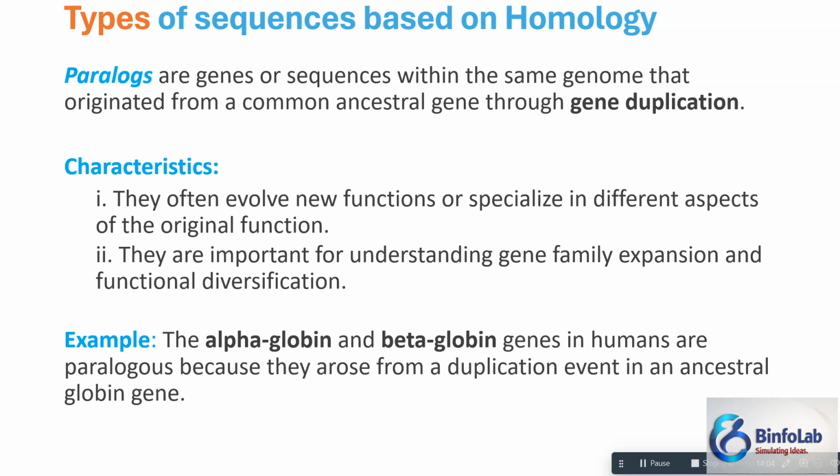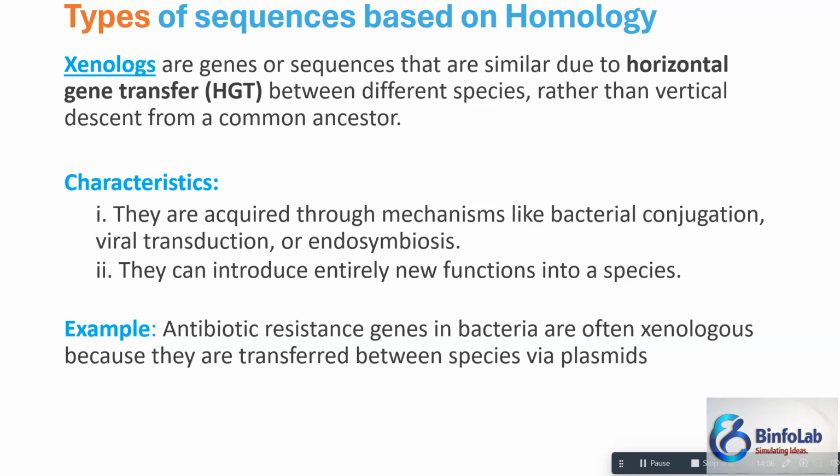Okay, so what is the third part? The third part is xenologs, and xenologs are those sequences that are similar, but they are transferred from one species to another by HGT. HGT, we normally call it horizontal gene transfer, and it takes place between different species. Let me give you a basic example.